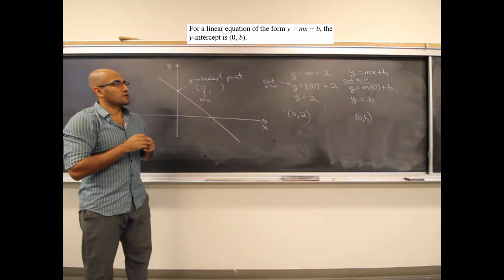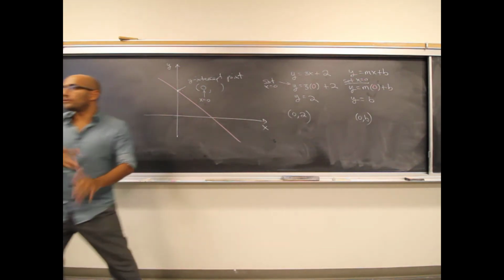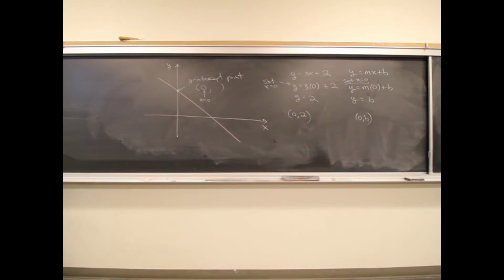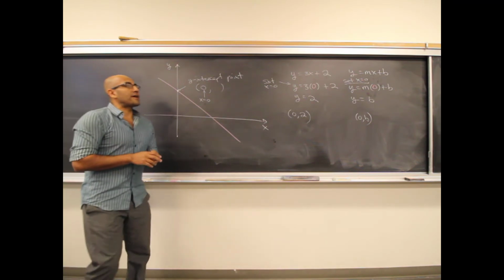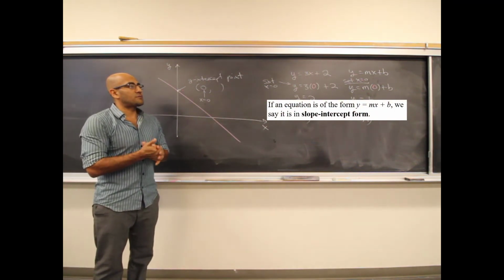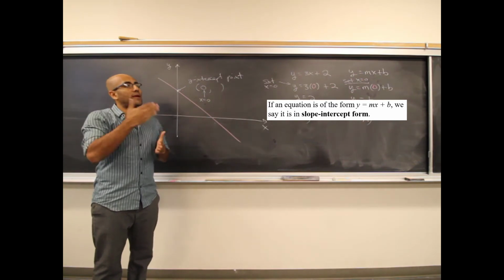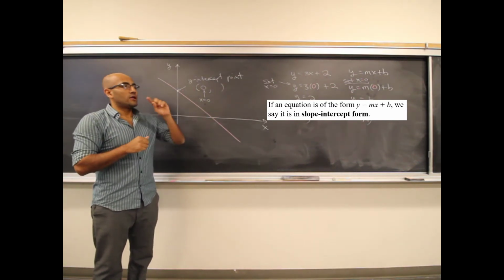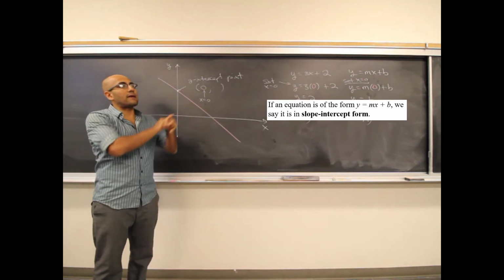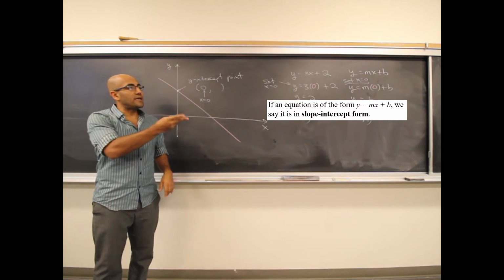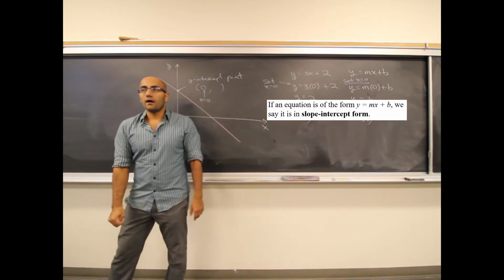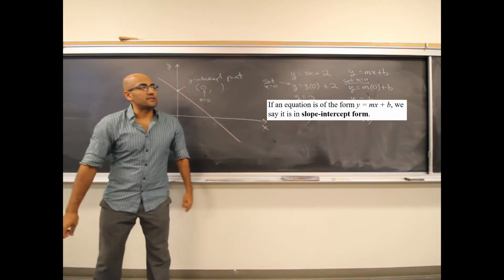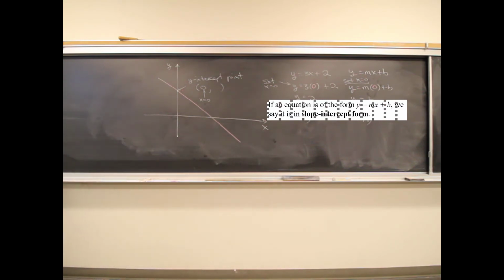Any questions? No? Okay. So if an equation is of the form y equals mx plus b, we say that it's in the slope-intercept form of a linear equation. Because of the m, the m is the slope, and 0 comma b is the y-intercept, so we say that this is the slope-intercept form of a linear equation.